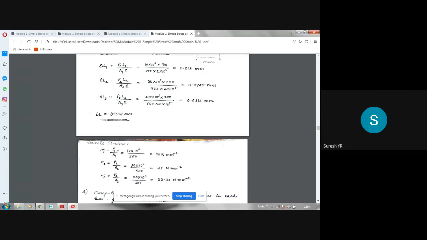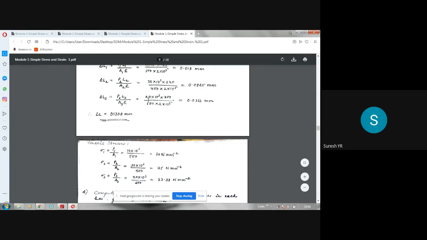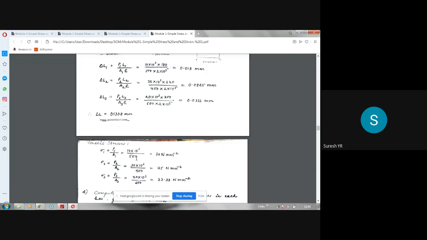P1 by A1 gives sigma 1. P2 by A2. So P2 is here 30 kilonewton. P1 is 10 kilonewton. P3 is 20 kilonewton. So convert that to Newton, divide by the corresponding area. Here area is directly given. Sometimes they will give diameter, then pi d square by 4 you have to use. If they give a rectangular bar, width and thickness they will give, so that you have to multiply. Width into thickness gives the area. Here directly he has given the area. So these are the stresses you are going to get. All are tensile stresses.